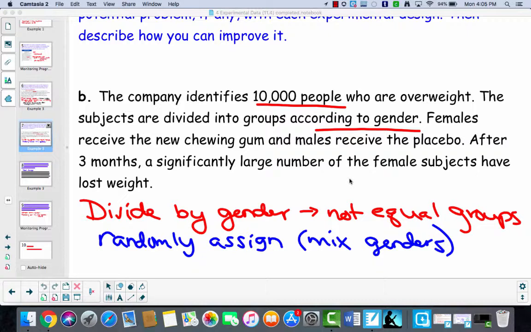Since they're being divided by gender, they're not equal groups. Females and males have different body types and different hormones and things going on that could impact their ability to lose weight. And so dividing by gender is not random. If we randomly assigned and mixed the genders, then this would be a much better study.